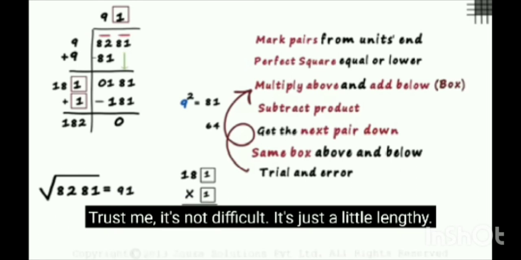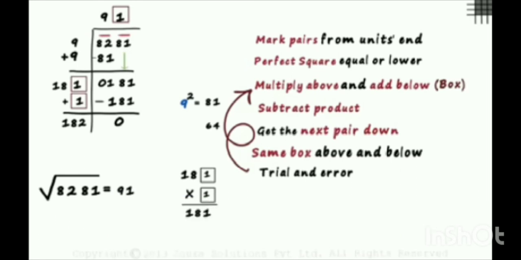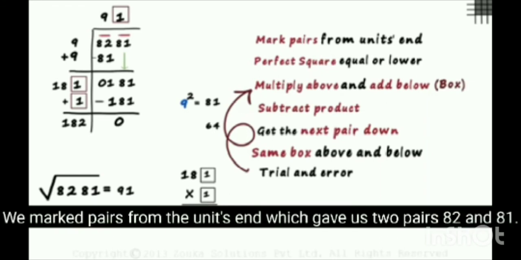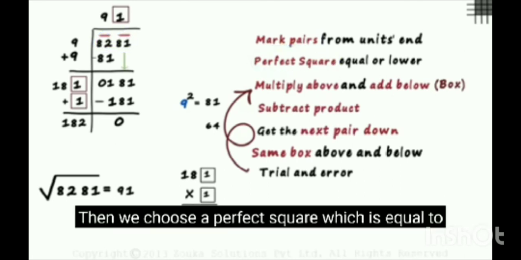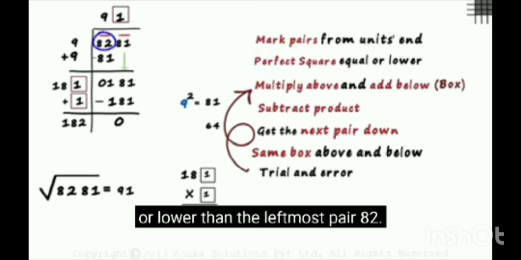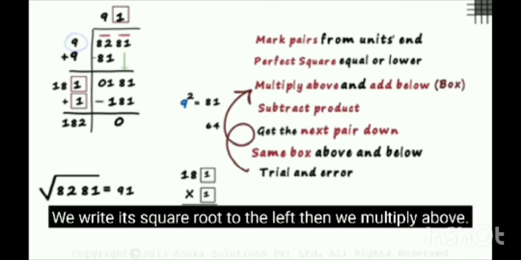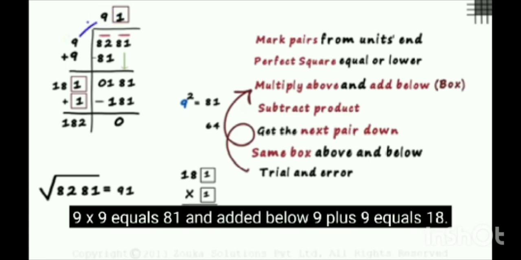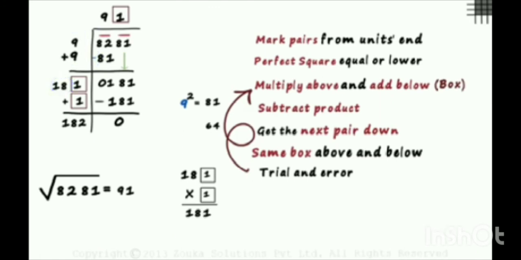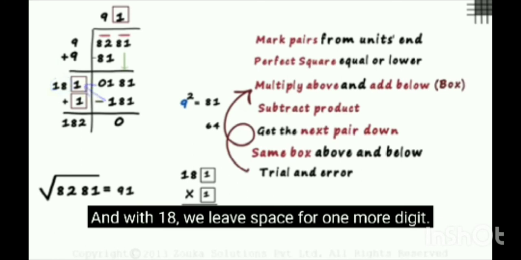Trust me, it's not difficult. It's just a little lengthy. Let's review what we just did. We marked pairs from the unit's end, which gave us 2 pairs, 82 and 81. Then we choose a perfect square which is equal to or lower than the leftmost pair, 82. We found out that 81 is the closest square. We write its square root to the left. Then we multiplied above. 9 multiplied by 9 equals 81. And added below, 9 plus 9 equals 18. And with 18, we leave space for one more digit.